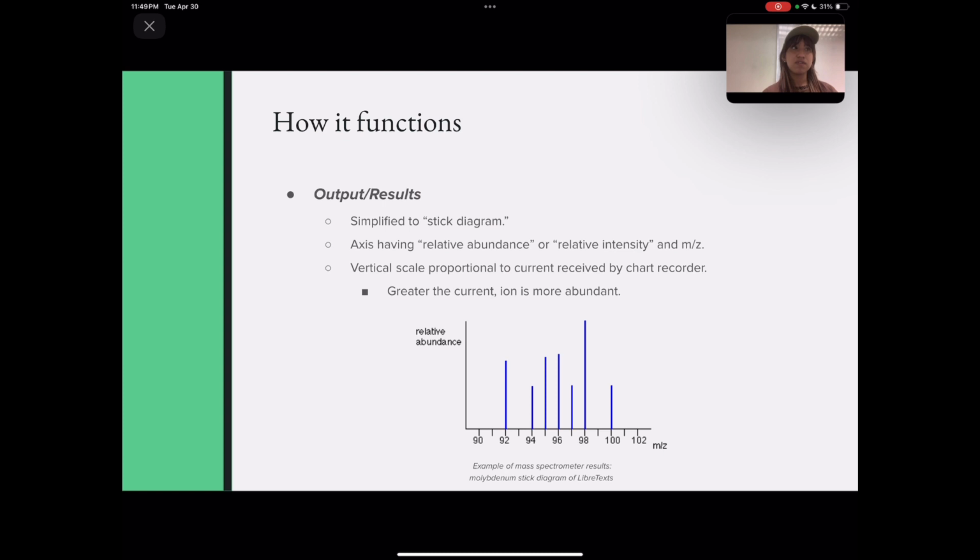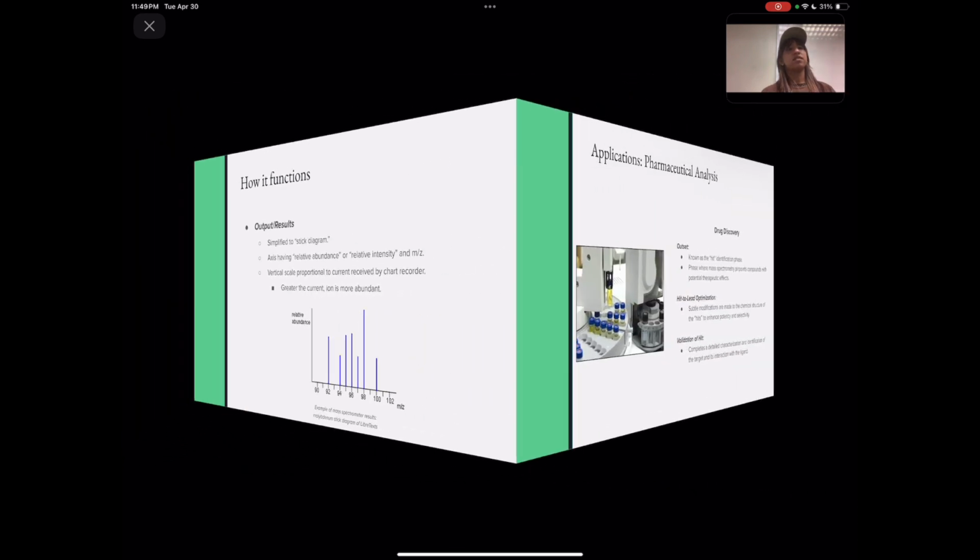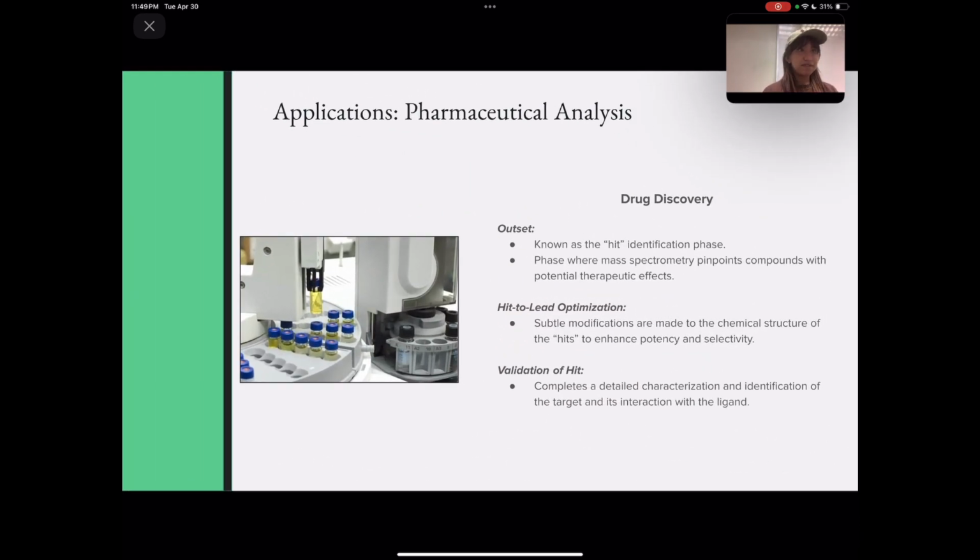When we get our output and our results, we usually get a simple stick diagram that is sent to the computer so that scientists don't have to go in and manually get this stuff. Usually this is shown on an X and Y axis, Y axis being relative abundance or relative intensity, and the X axis being m/z. This is proportional to the current received from the chart recorder, so essentially the greater the current, the more abundant the ion.